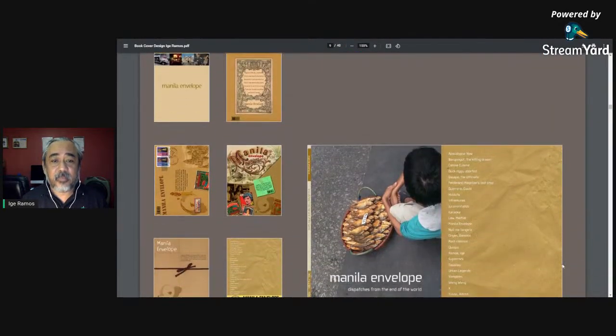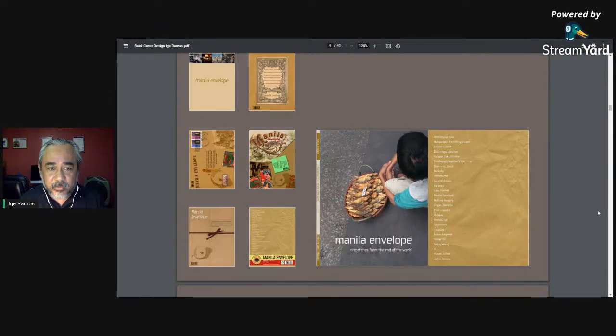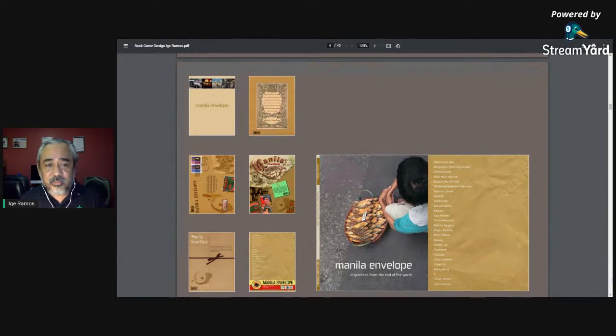And then again, when I do cover design, I really experiment with so many things. Maybe you can enlarge the blow up a little bit, so we can see the whole thing. So this is the very first Manila Envelope published by David Guerrero.